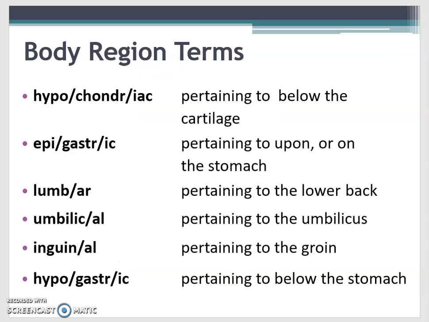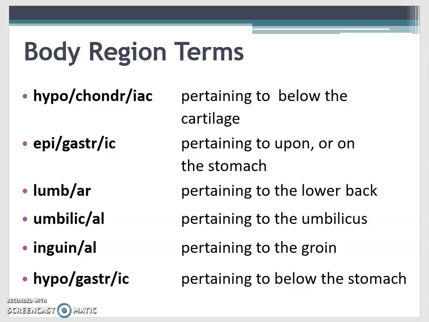Okay, we put all those together and we get hypochondriac, and that's pertaining to below the cartilage. Do keep in mind that these slashes here do not exist in the real words. They are simply used here to show the word parts. So once again, hypochondriac, pertaining to below the cartilage.